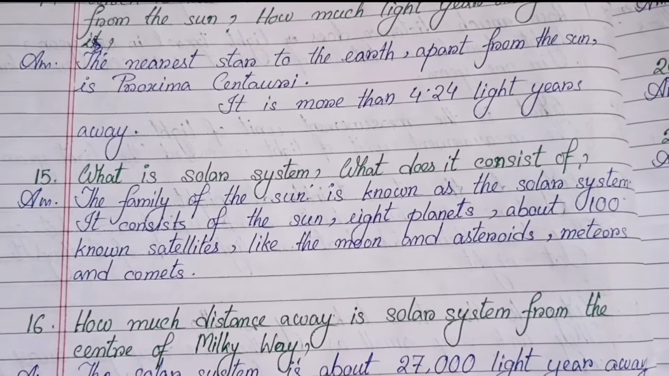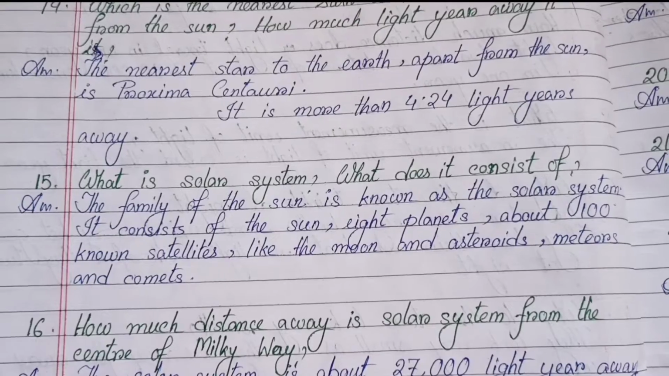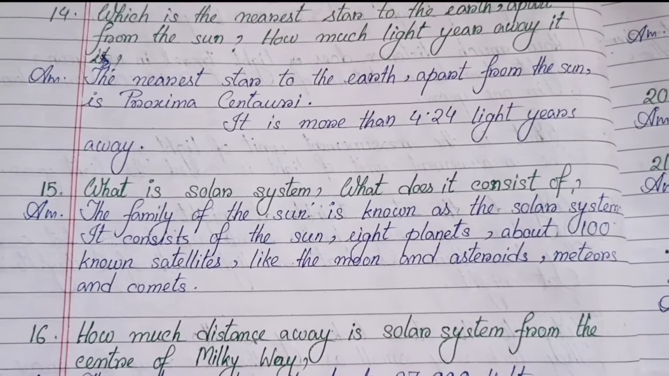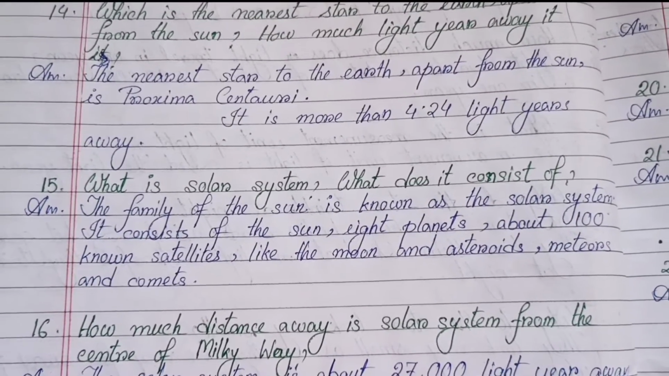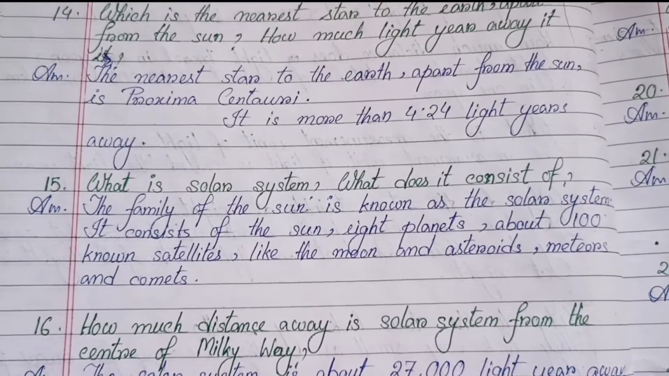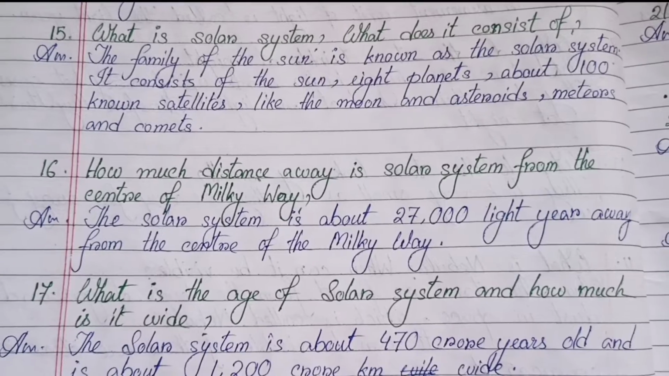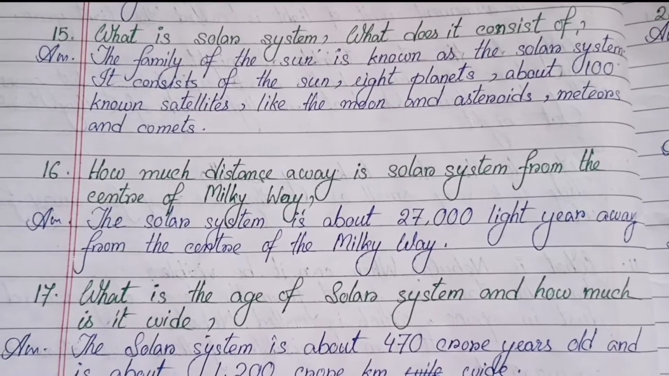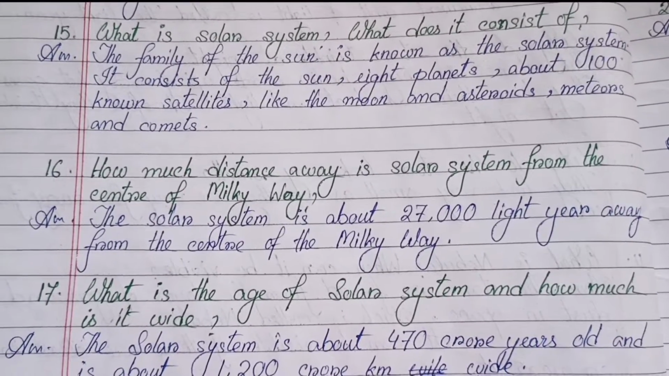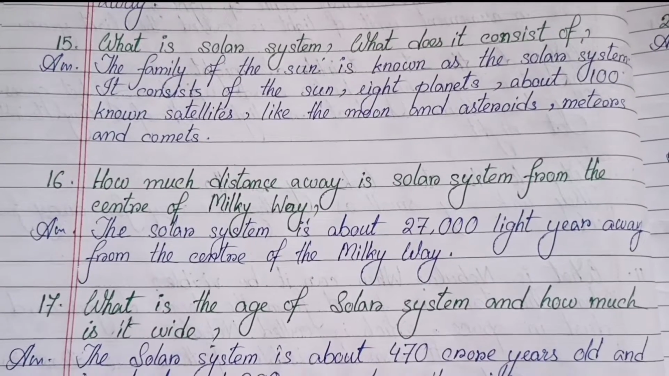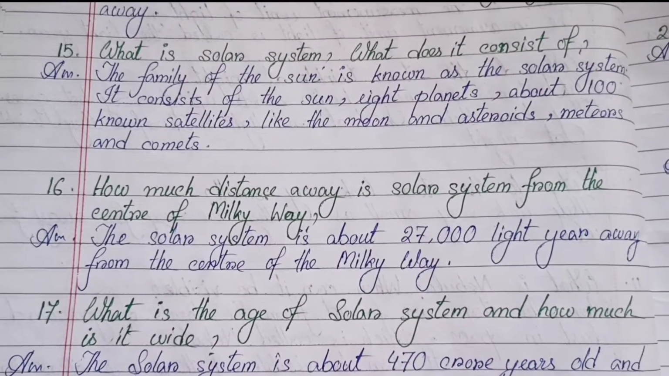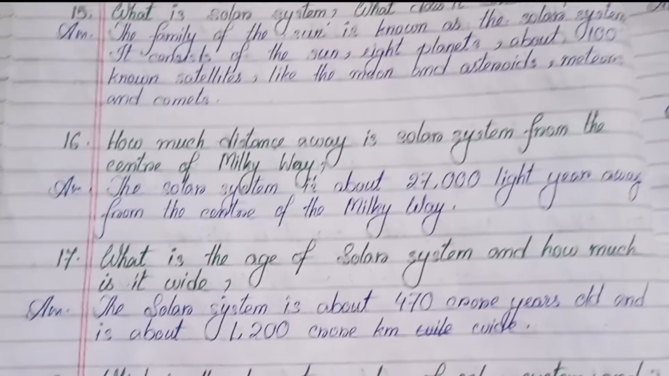The family of the sun is known as the solar system. It consists of the sun, 8 planets, about 100 known satellites like the moon, and the asteroids, meteors and comets. Number 16. How much distance away is solar system from the center of Milky Way? The solar system is about 27,000 light year away from the center of the Milky Way.